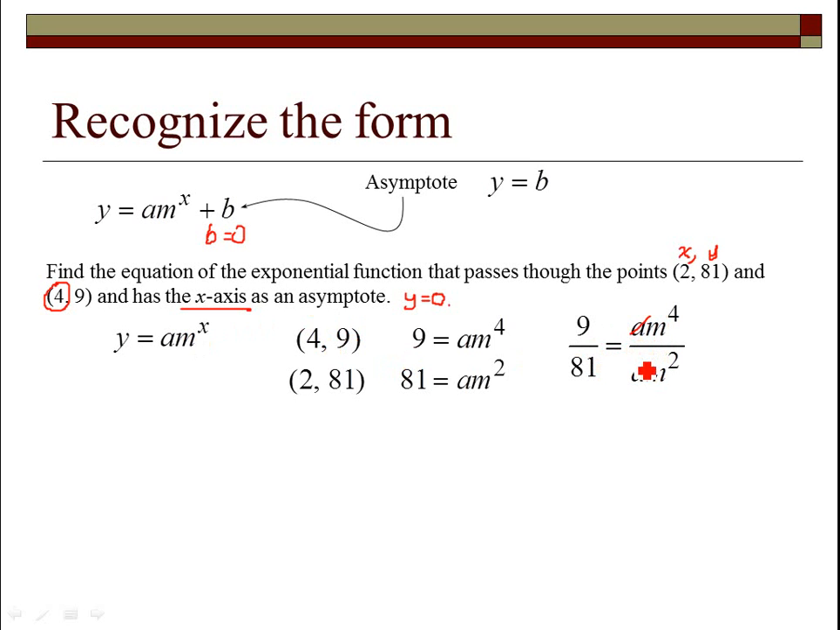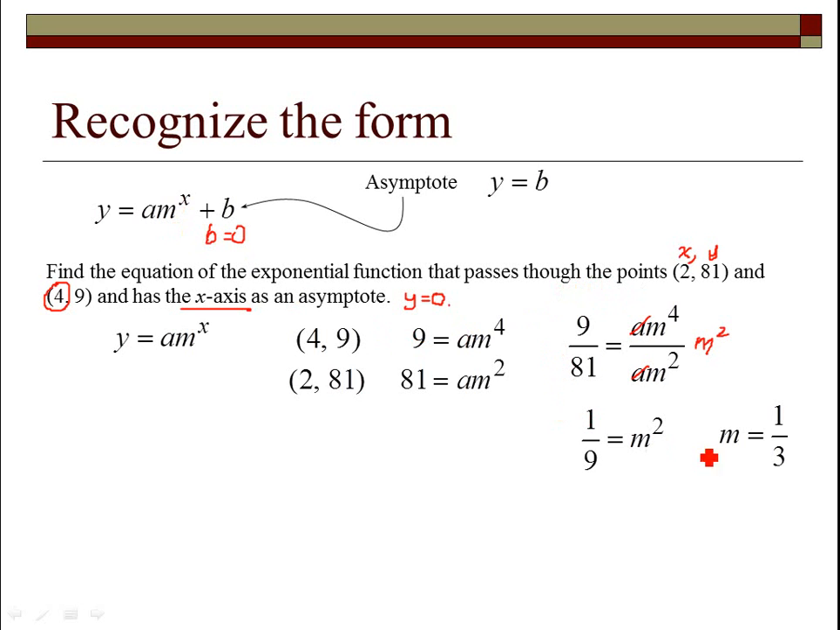Well, we can reduce the a's. m to the 4th over m squared equals m squared. So I've got 9 over 81, which is 1/9, equals m squared. We take the square root. Now, we would normally write plus or minus 1/3, but the base of an exponential function, the multiplier, is always a positive quantity, so you don't have to worry about negatives.